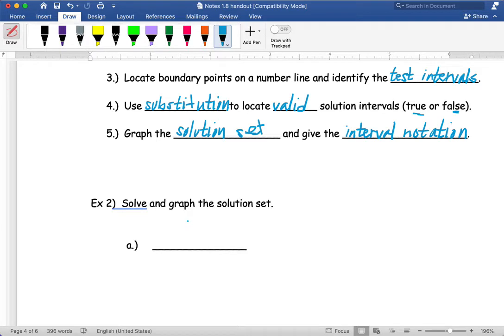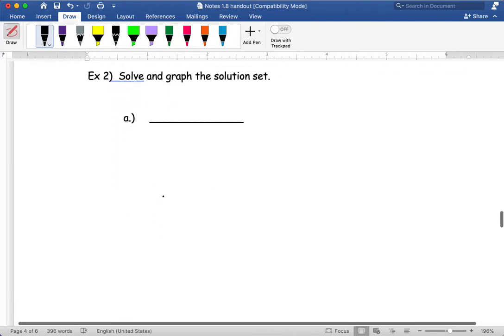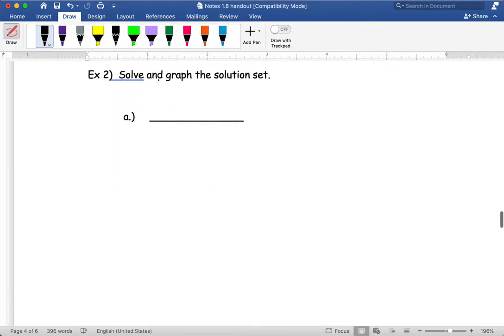All right, ready to do an example? Ready or not, here we come. We're going to solve and graph the solution set. This one here is a fraction. These are rationals, okay? Numerator is x minus 5. Denominator is x plus 2. Greater than 0.